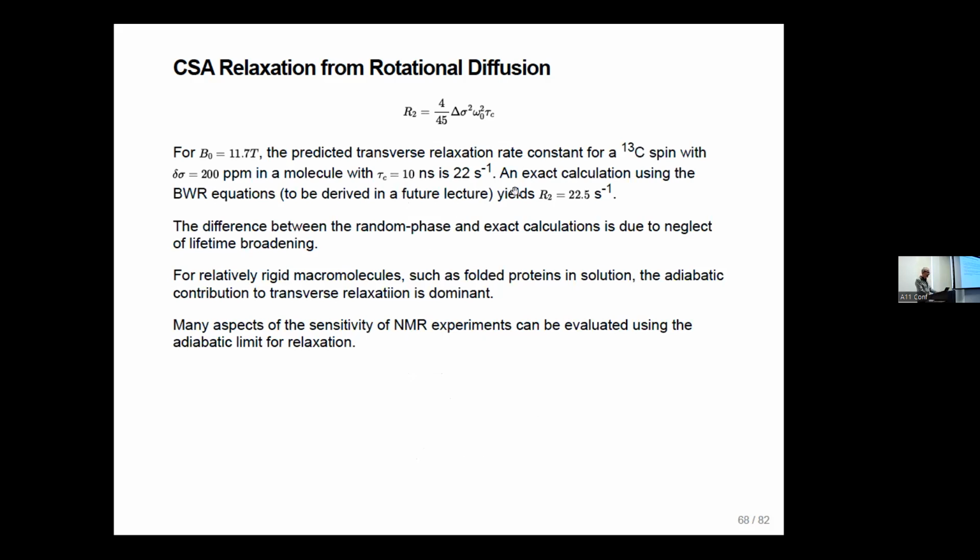If we did some model calculations here, for some model calculation, the adiabatic part comes out to be 22 per second. If we do a full calculation with what we learn later, for this model, we'll get 22.5. So the non-adiabatic part is 0.5 per second. If you're trying to decide whether your experiment is going to work, that 0.5 isn't going to be very important to you. The dominant part is the adiabatic part.